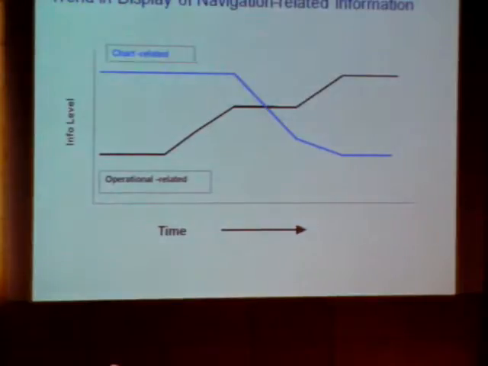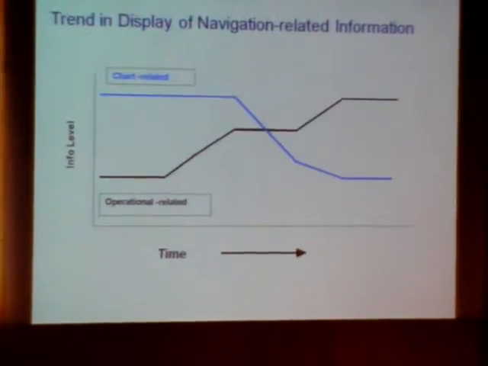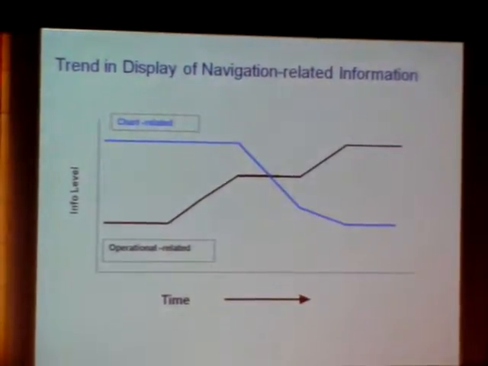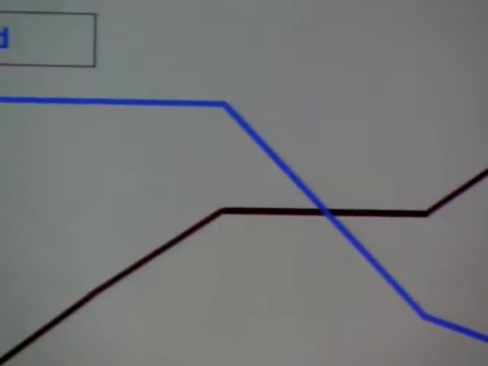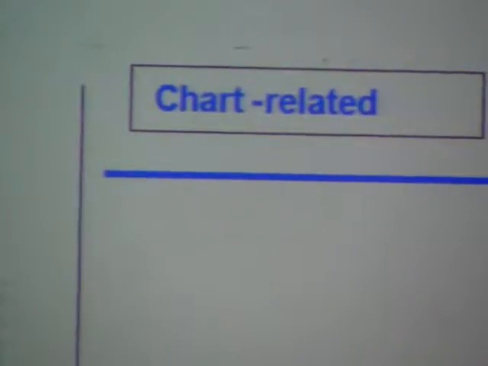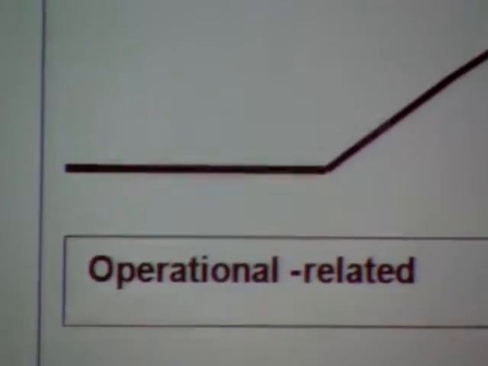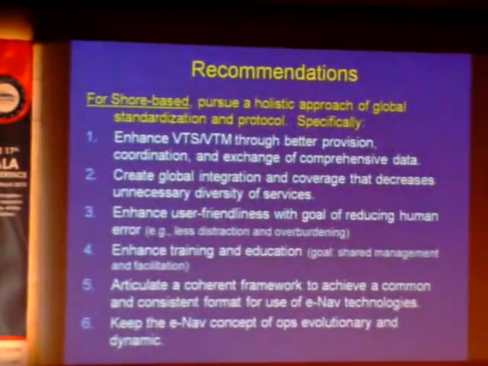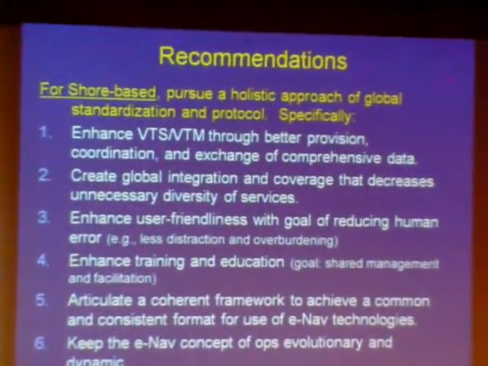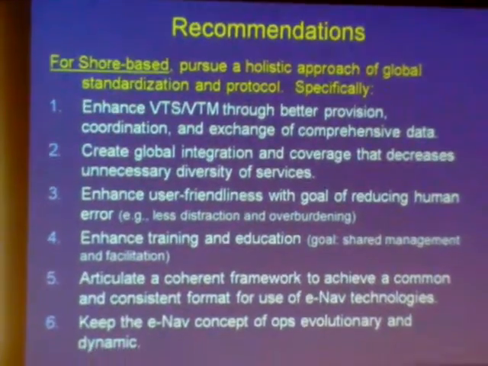At present we have more chart-related information being shown and less operational. Then we're going through a transition. The future for e-navigation is that the chart information will be the background, and the operational information will be the key information. These are recommendations for shore-based that have already been spoken. I will not go through these in great detail.